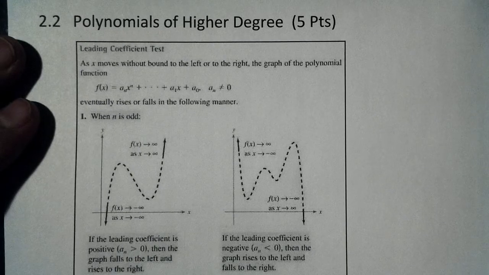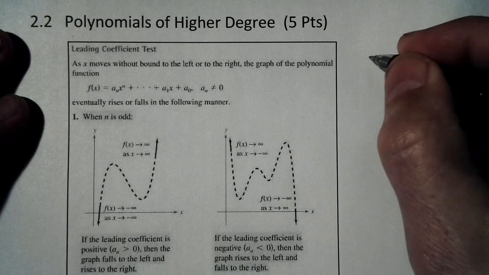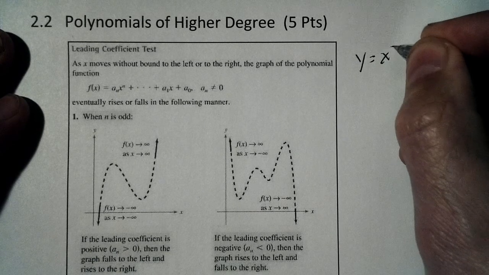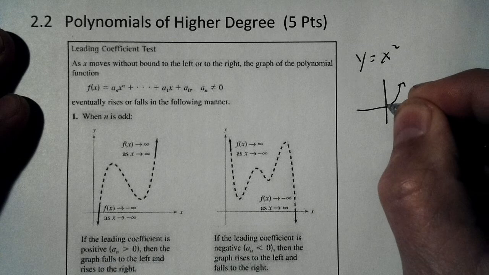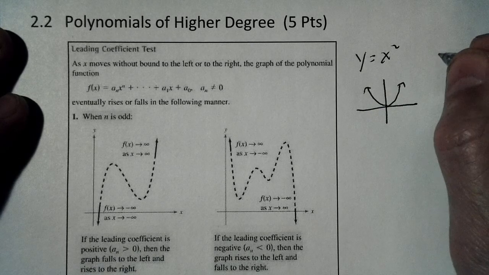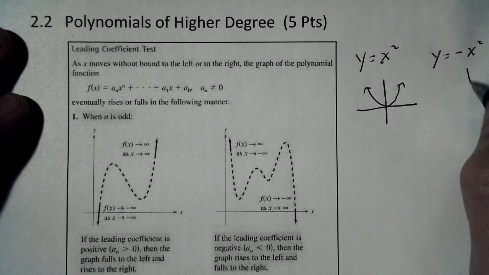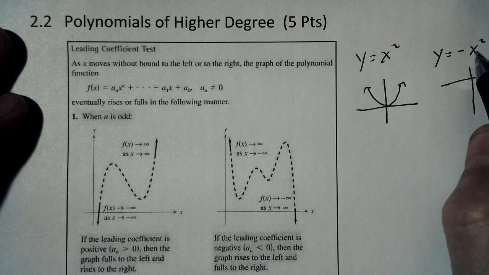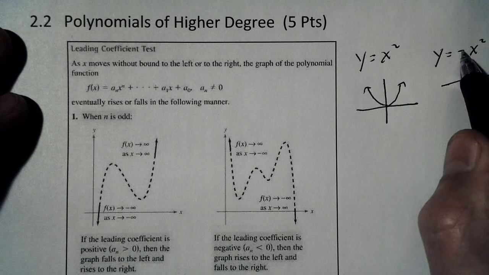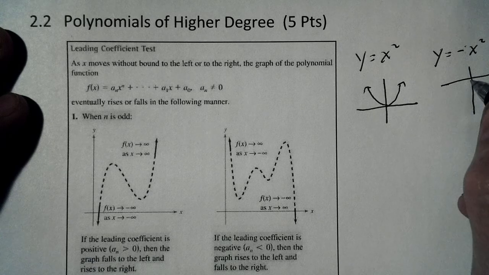Let's get started. By this point, we know that the graph of y equals x squared looks something like this, and y equals negative x squared. We certainly should know this one at this time: the graph of negative x squared looks just like x squared, except it's the function times negative 1. The heights are opposite, so it's upside down.